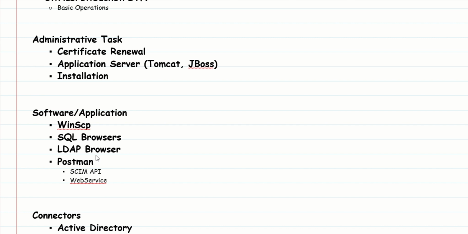Then we have LDAP browser. An LDAP browser will help you view Active Directory or LDAP connector details, like we have Apache connectors or software, and there are other LDAP browsers too. Then Postman is for web service and SCIM APIs. If you are configuring a web service application, then to analyze the data on the target, you need Postman. It's just to communicate with a web service or REST API application.